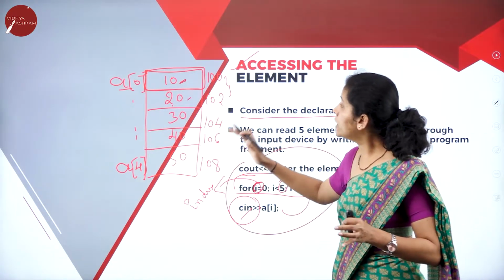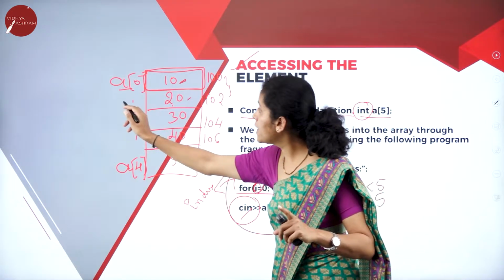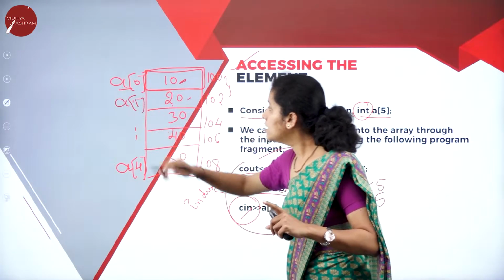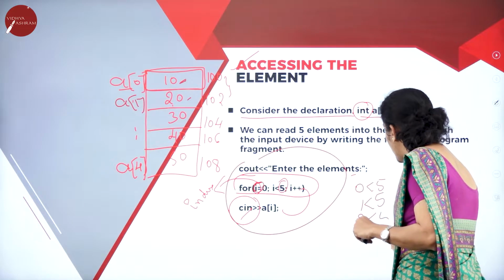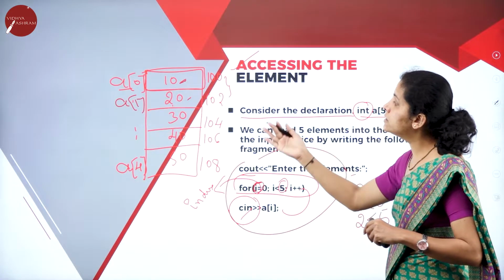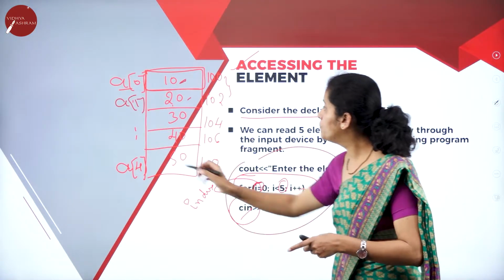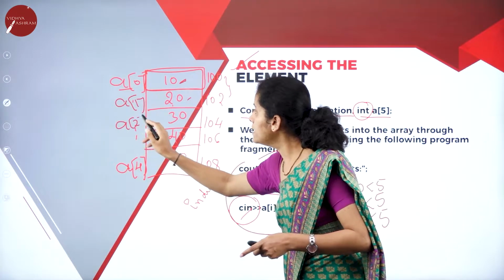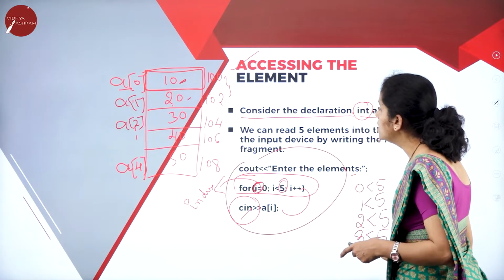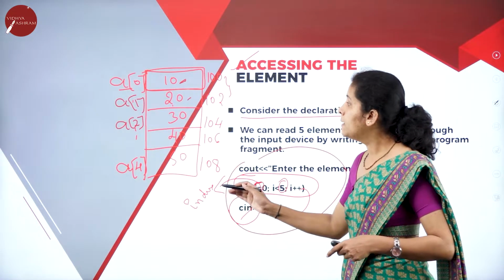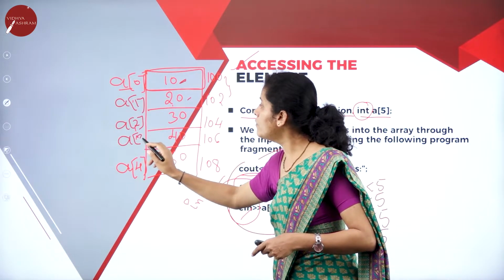Now, I is incremented by 1, 1 less than 5, it is true. Now, I'm going to read 20 and store it at the location A of 1. Now I is incremented by 1. Now I is 2. 2 less than 5, it is true. I'm going to read 30 and store it at the location A of 2. Now I is incremented by 1, that is 3. 3 less than 5, it is true. Now I'm going to read 40 and store it at the location A of 3.